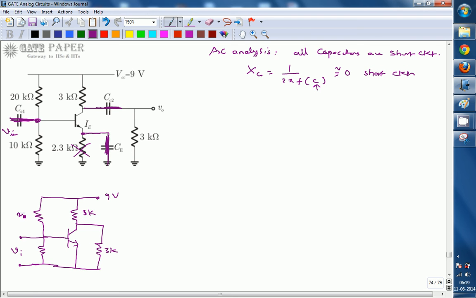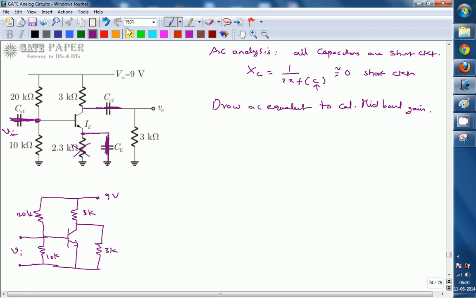Now we have to draw the AC equivalent circuit for this diagram. Draw the AC equivalent circuit to calculate the midband voltage gain. So the AC equivalent circuit can be drawn in this way.